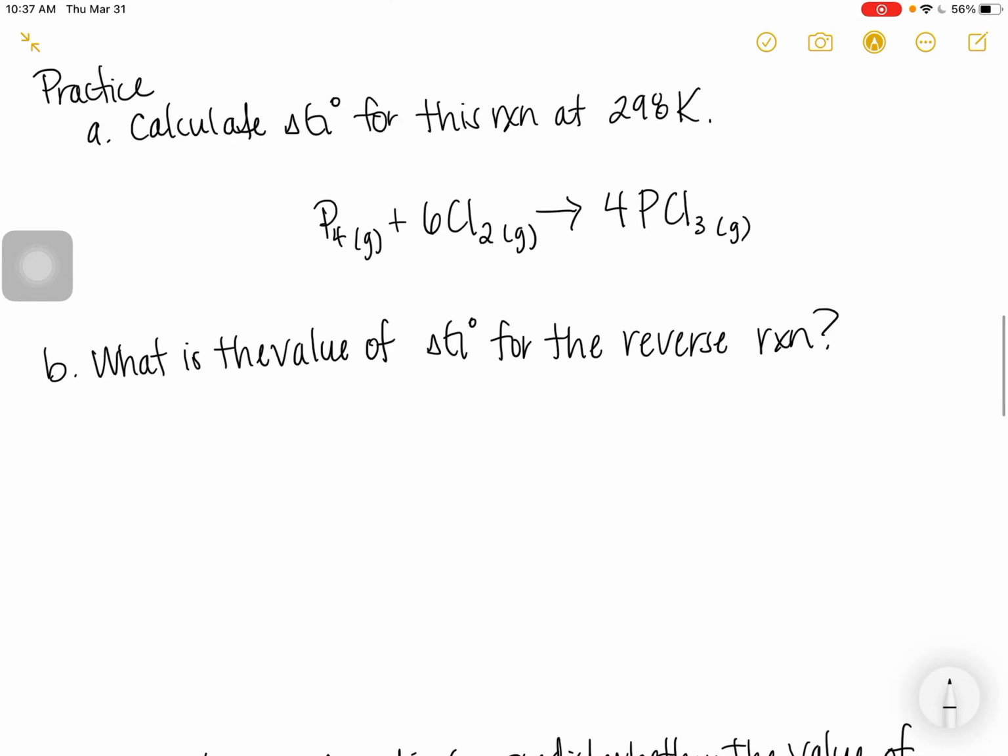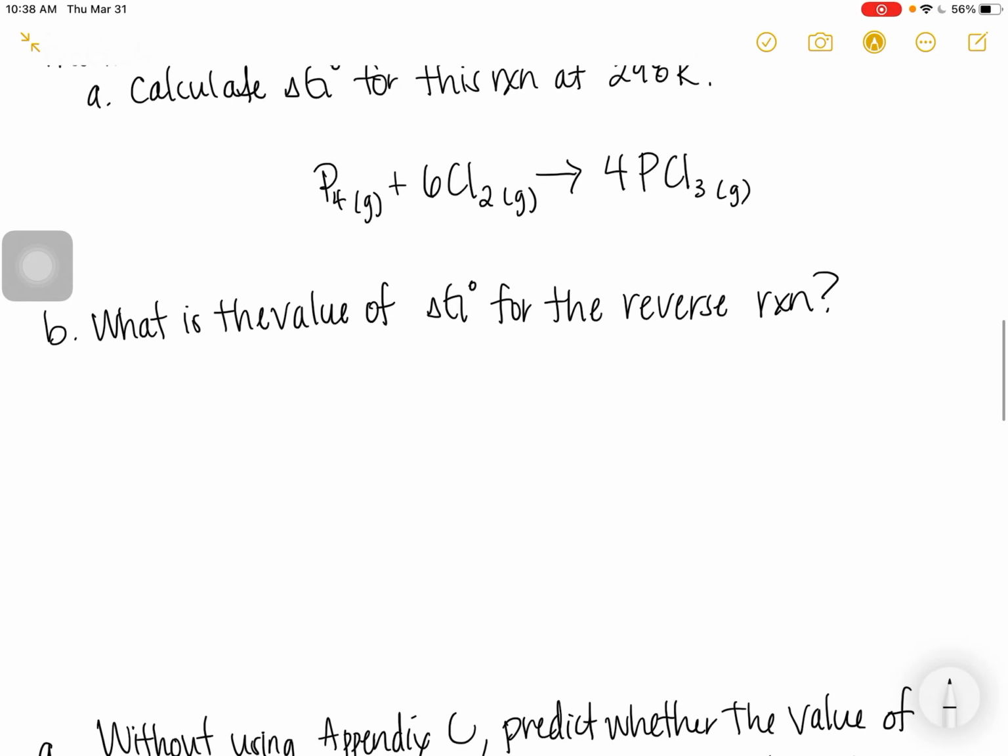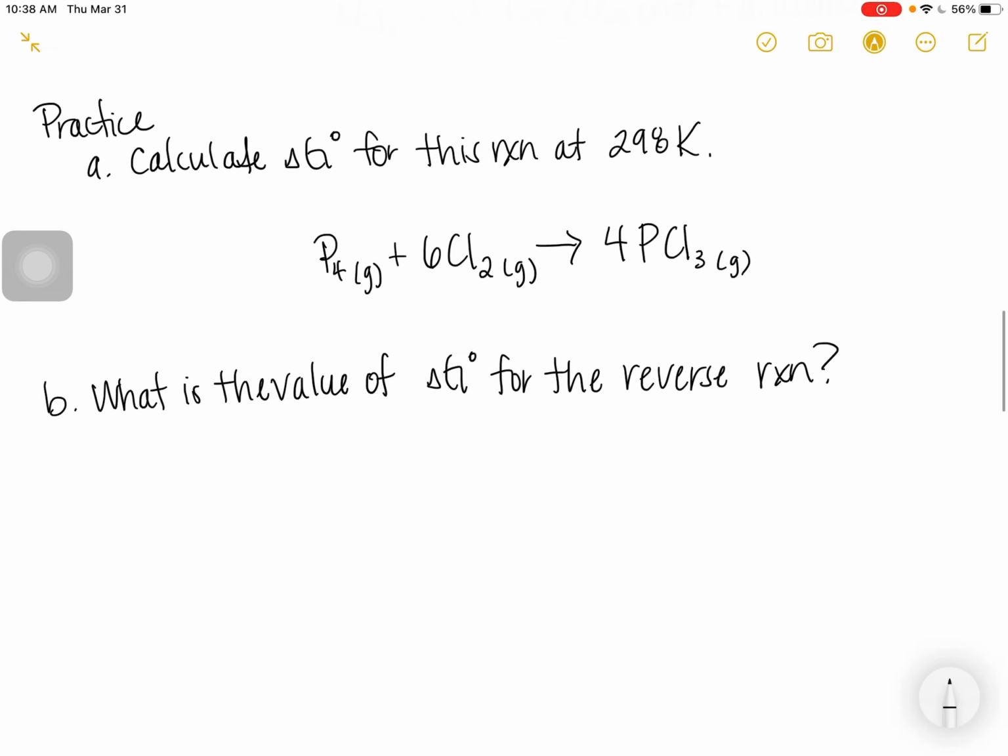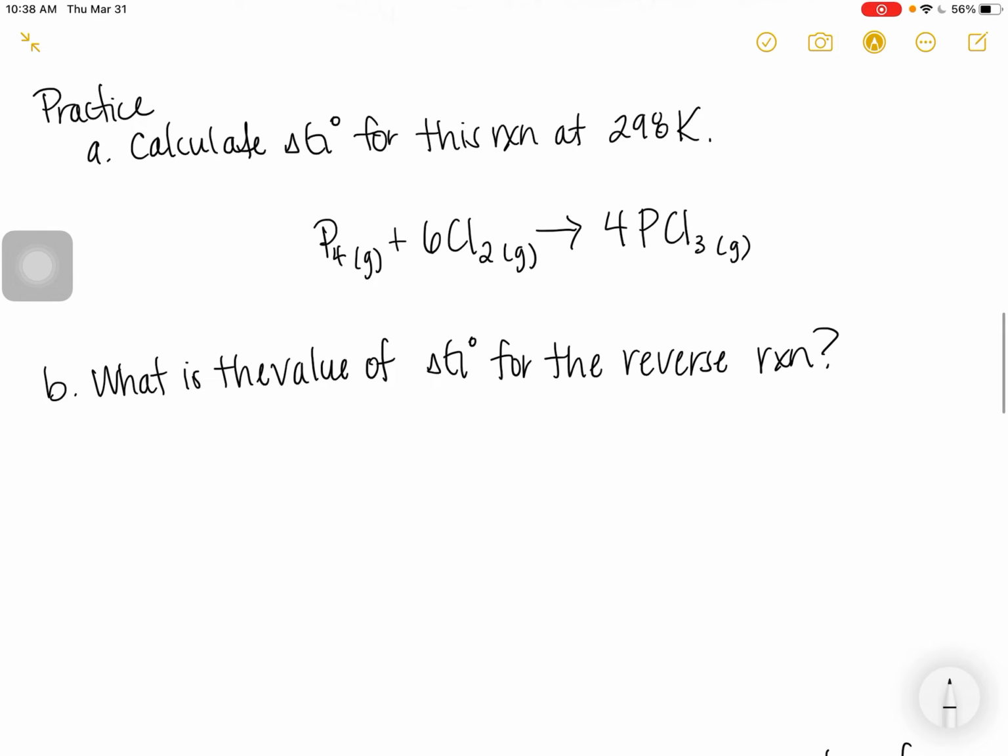Okay, so the practice here: calculate delta G at standard conditions for this reaction. And then part 2, or B, what's the value of delta G for the reverse reaction? So this is where I need my chart. I think it's called Appendix C. Yeah, because I referred to it down here.